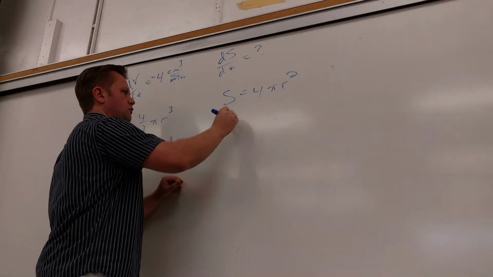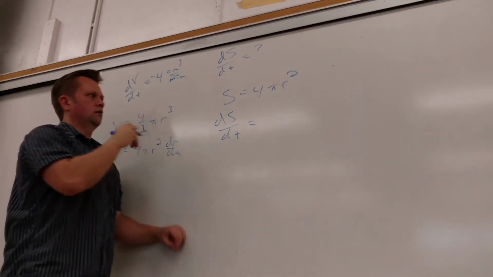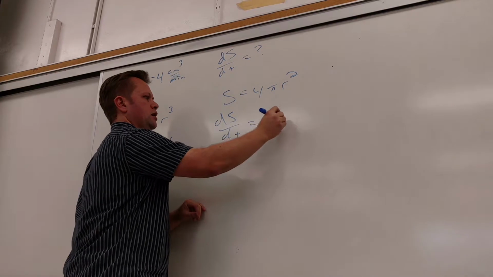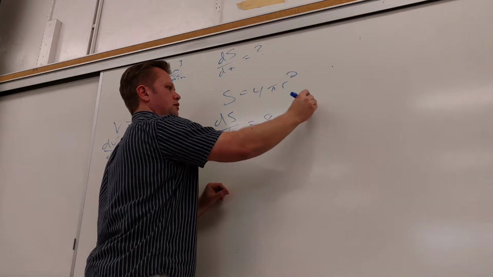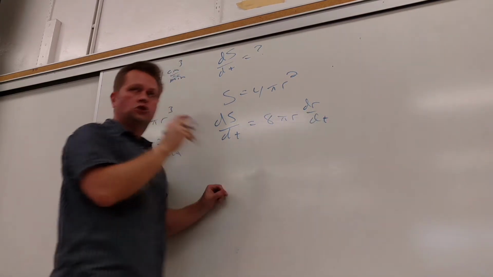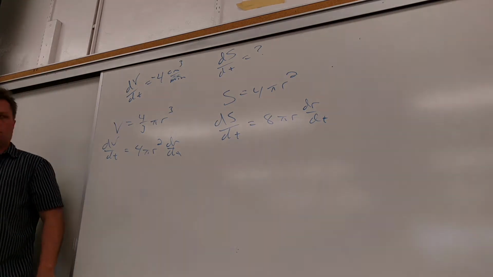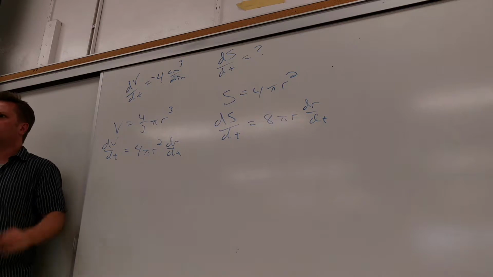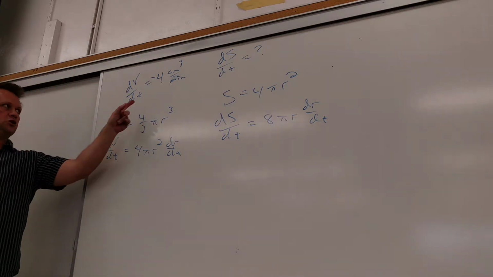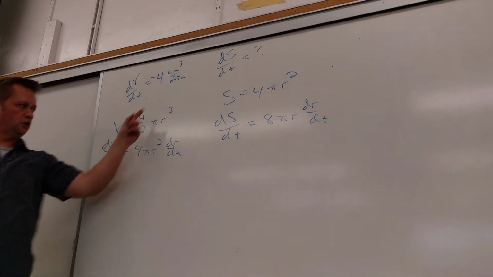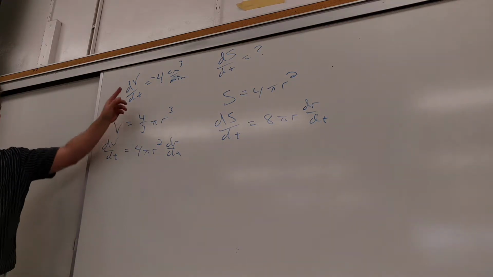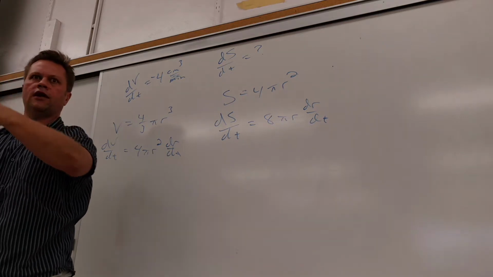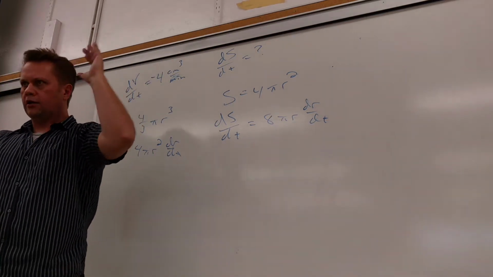And what's dS/dt equal to? 8 pi r dr/dt. Like it. So there are two ways to do this problem. One is very direct, exactly what I'm doing up here. If you had no idea what to do, but you could write these down, then you know you've got to take the derivative of the volume because you have a dV/dt, and take the derivative of the surface area because you want dS/dt. Even if you had no idea what to do, you can start there.